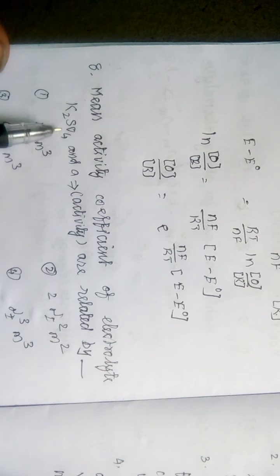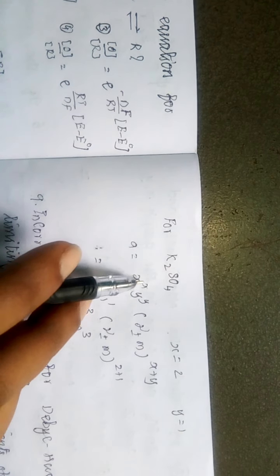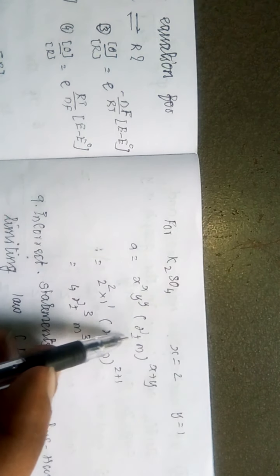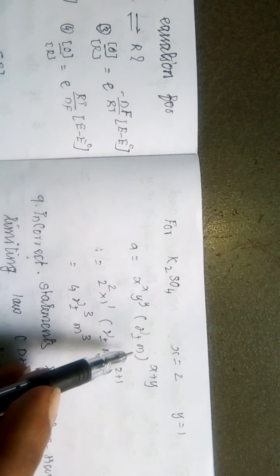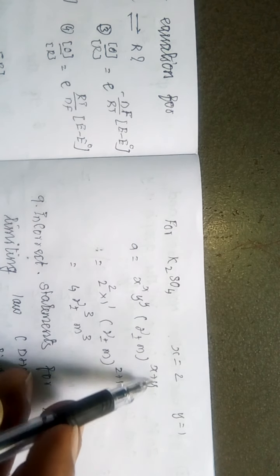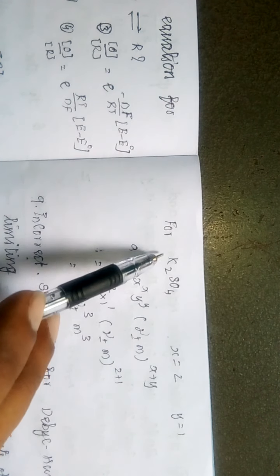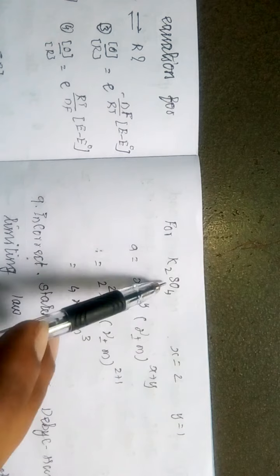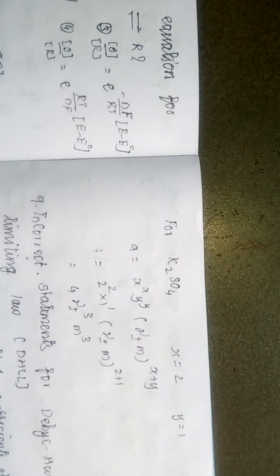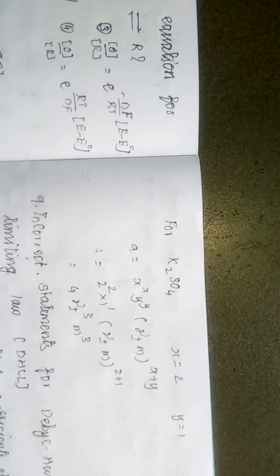Since it is K2SO4, activity is equal to x power x, y power y, gamma plus or minus (the activity coefficient), m (the concentration), whole power x plus y. Here x is the number of cations and y is the number of anions. Since K2SO4 gives 2 cations and 1 anion.